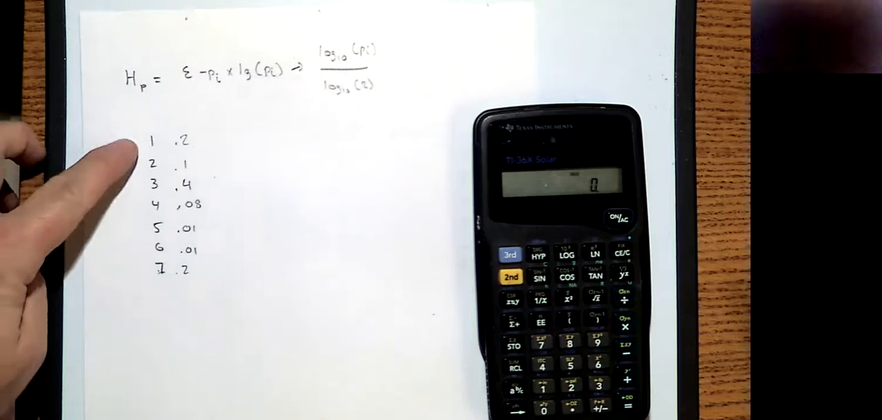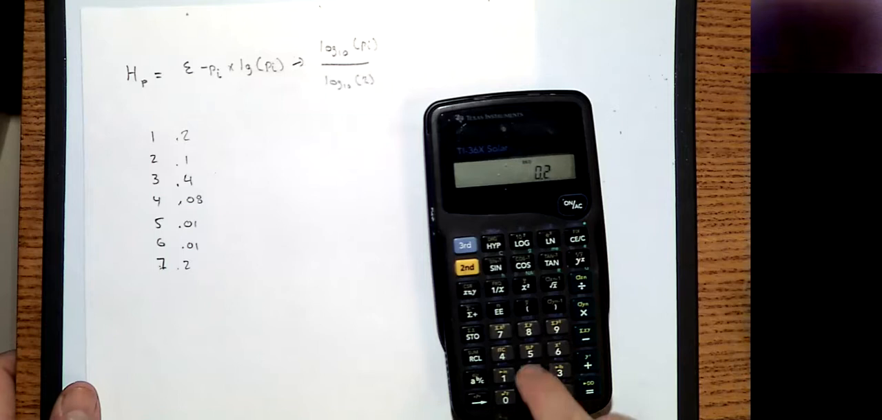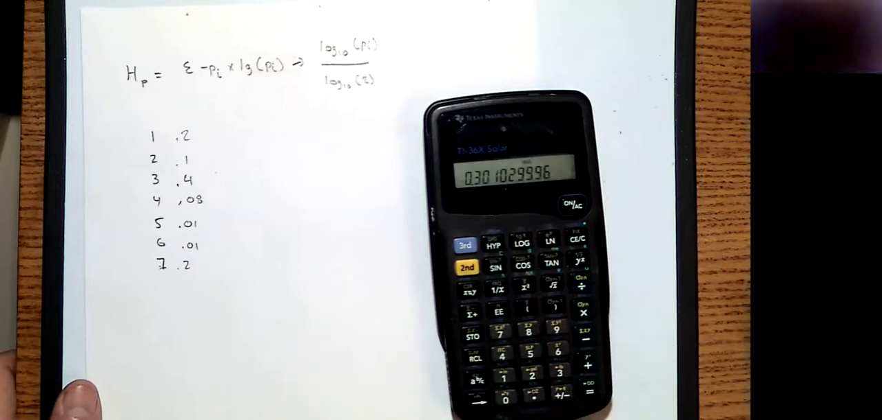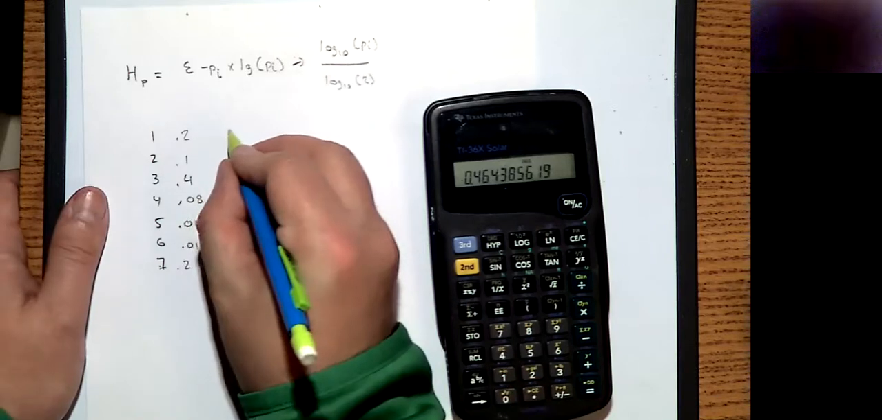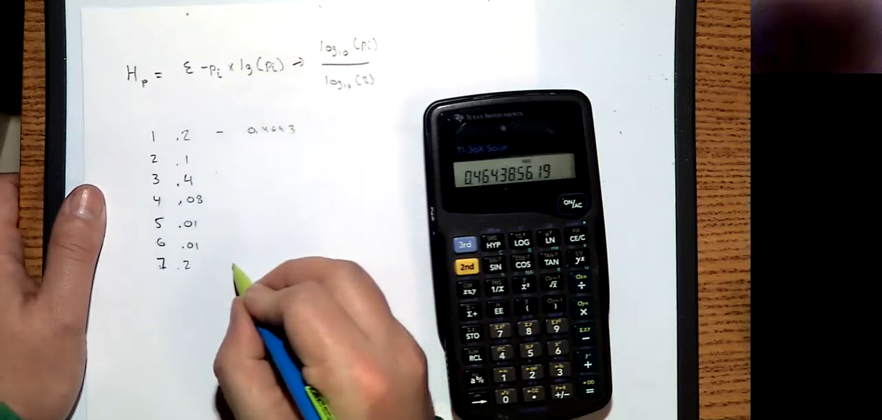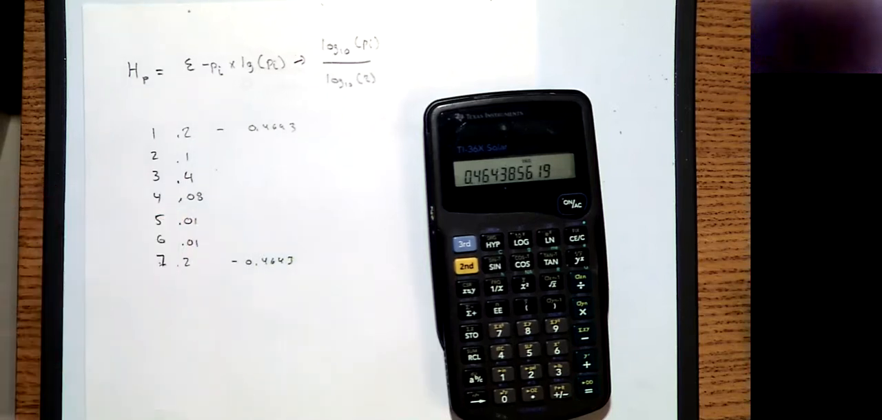So let's calculate 1 and 7 first. The way we do this is we do log base 10 of 0.2, divided by log base 10 of 2, and that gives us negative 2.3219. Then we multiply by 0.2, because that's P of I, and then we take the negative value. And so that gives us 0.4643, for each of them.